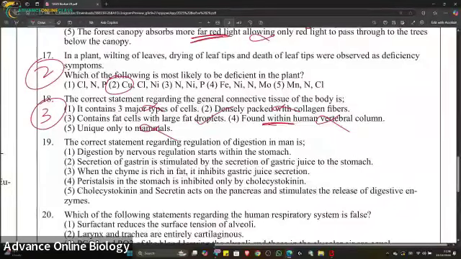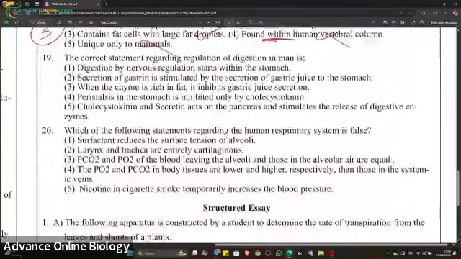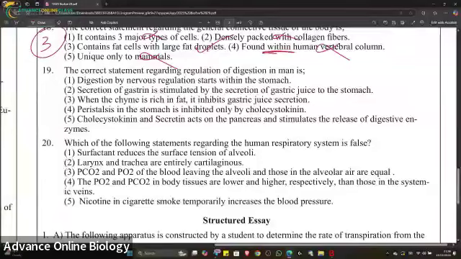Question number 19. The correct statement regarding regulation of digestion in man is. Digestion by nervous regulation starts within the stomach. Nervous regulation, isn't it the mouth? Salivation and all? Wrong, neither.